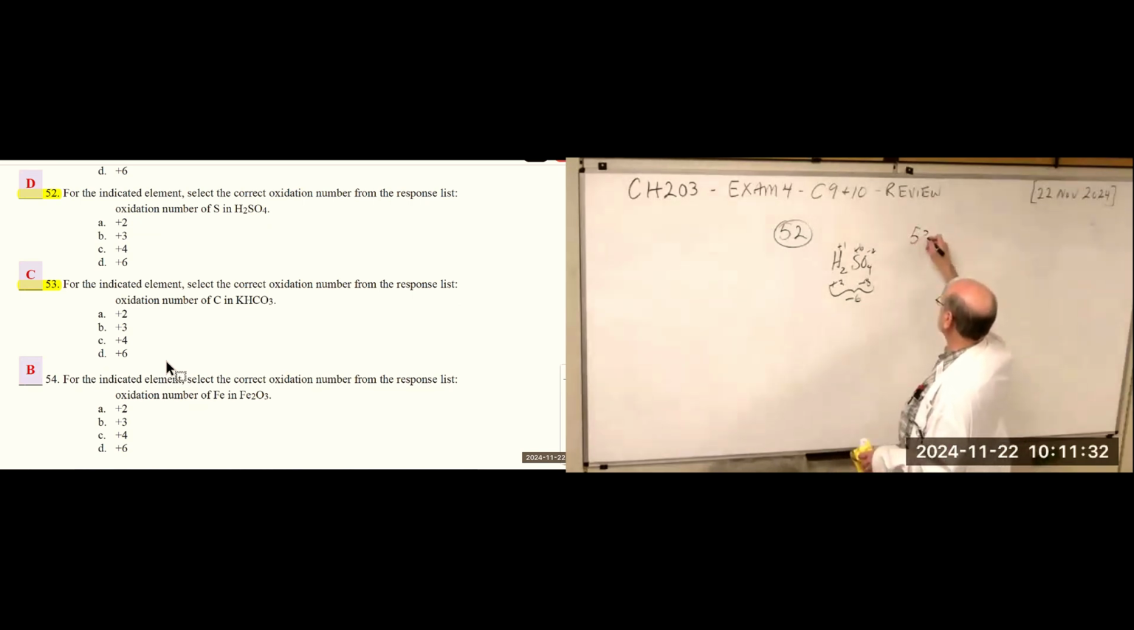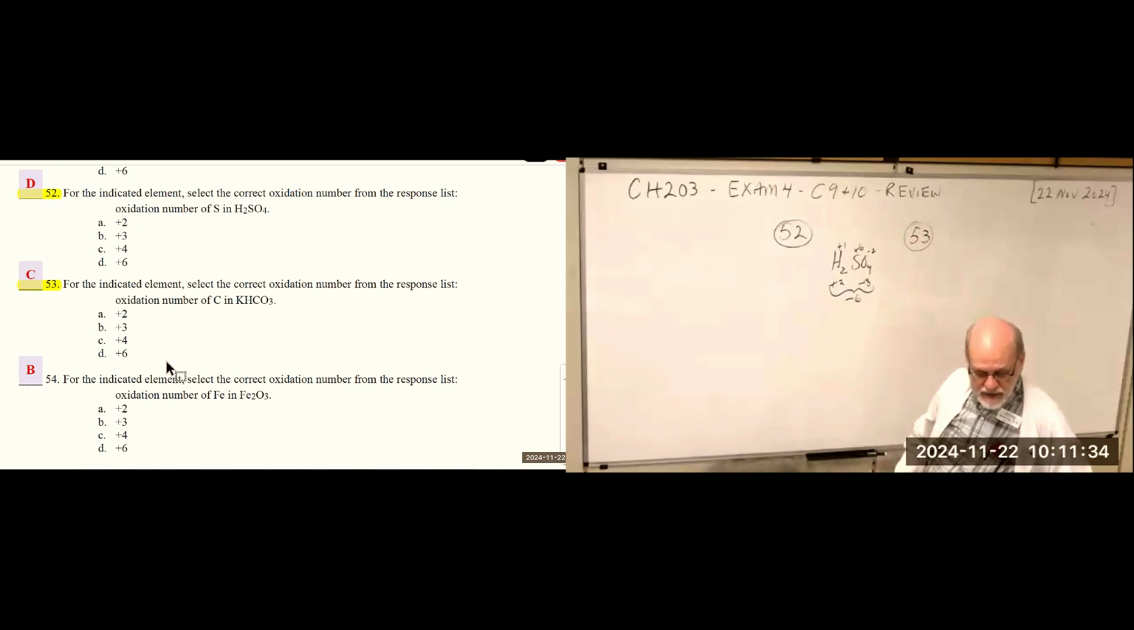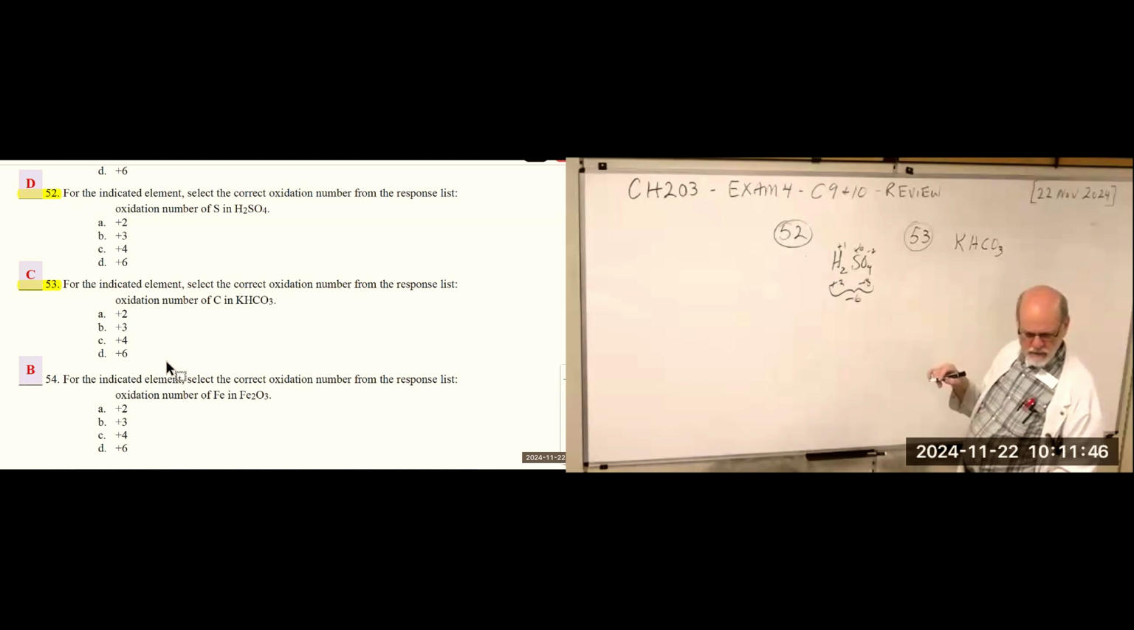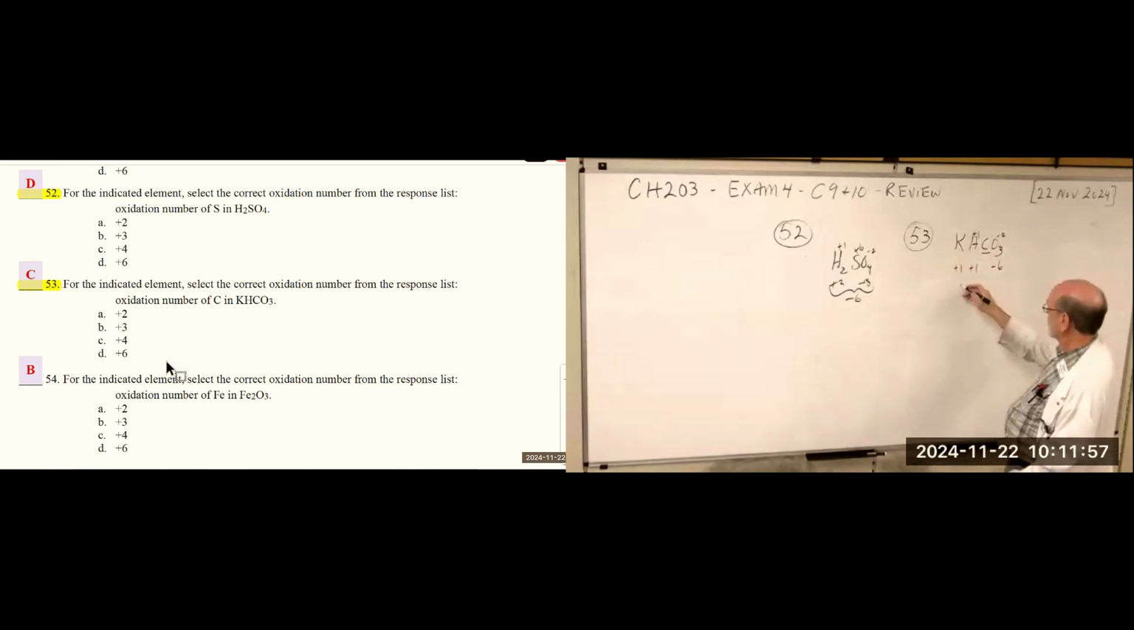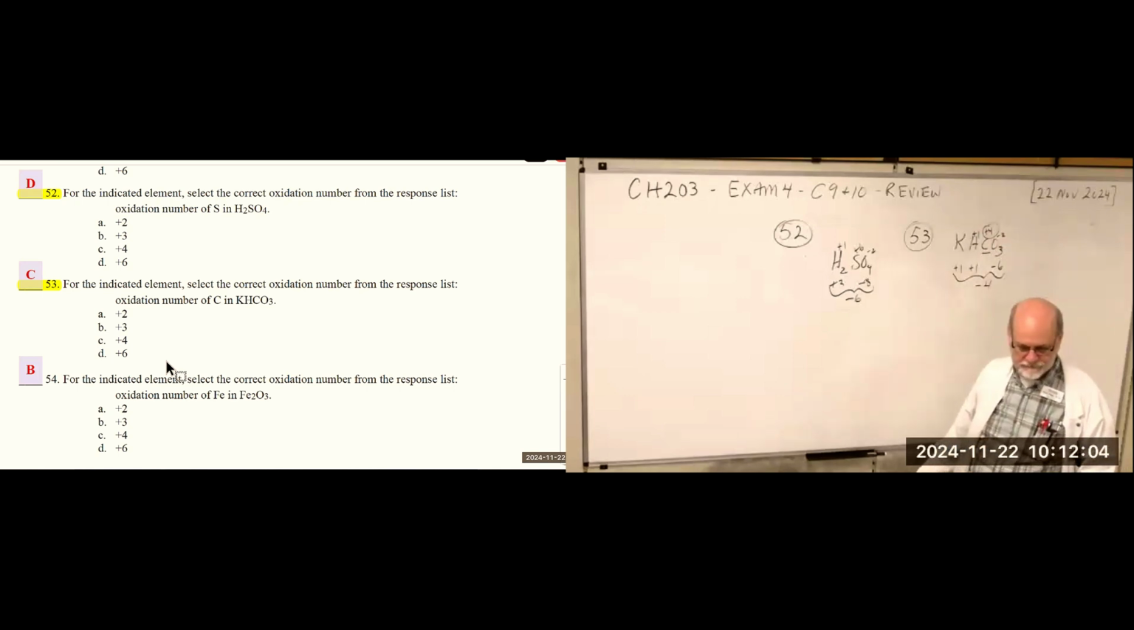53. I can leave that one up there and just do this. What's carbon in potassium hydrogen carbonate? Potassium hydrogen carbonate. And we're looking for carbon. Okay. So this is -2, -6 total. That's +1. And that's +1 because it's an alkali metal. So together, that is -4, correct? That's +4. Okay.